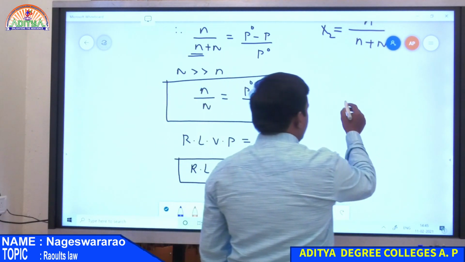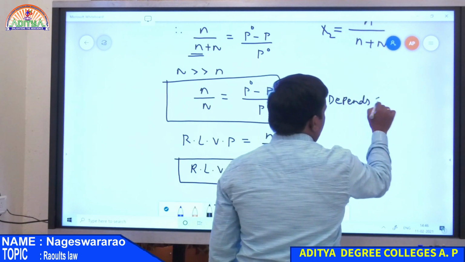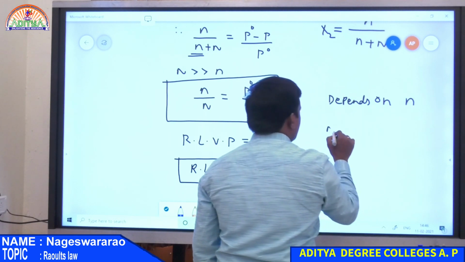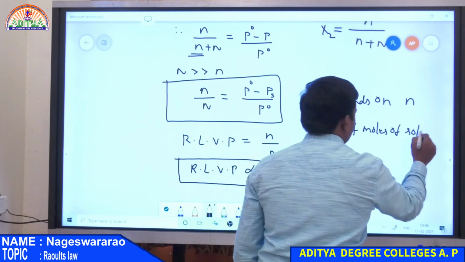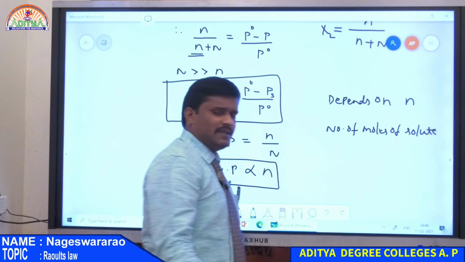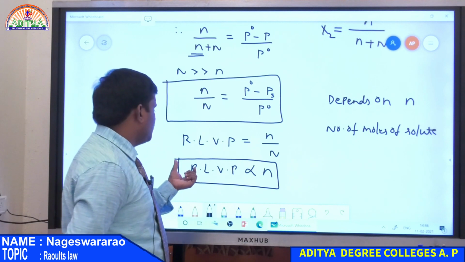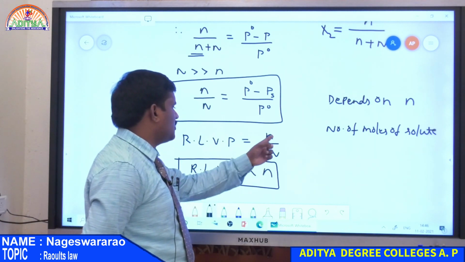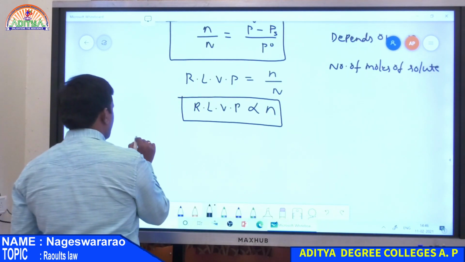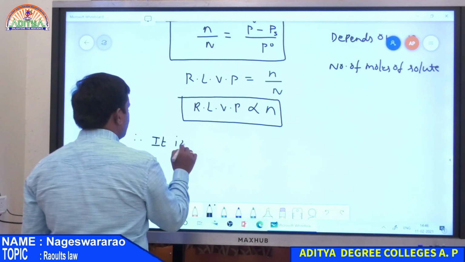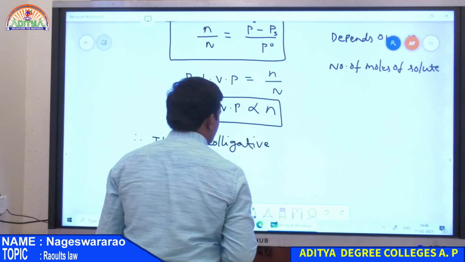From the definition of colligative property, any property that depends on n, the number of moles of solute, is known as a colligative property. In our derivation, we finally get that RLVP is directly proportional to n. Therefore RLVP is a colligative property. So the final conclusion: it is a colligative property because it depends on the number of moles of solute.